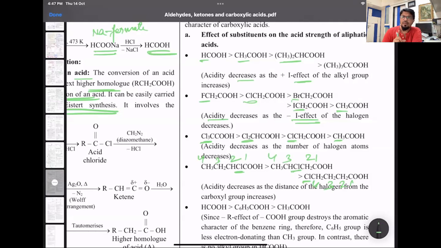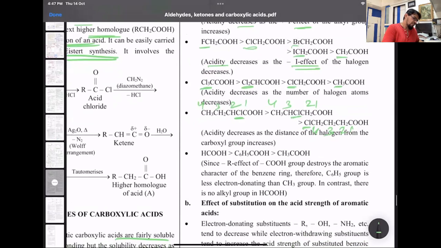So one, the presence of plus I effect decreases the acidic strength. Second, the presence of minus I effect groups will increase the acidic strength. Third, the more the number of groups showing minus I effect, the more the acidic strength. And fourth, the position of the group showing minus I effect: if it is near to the COOH group, acidic strength is more. So that's the part.